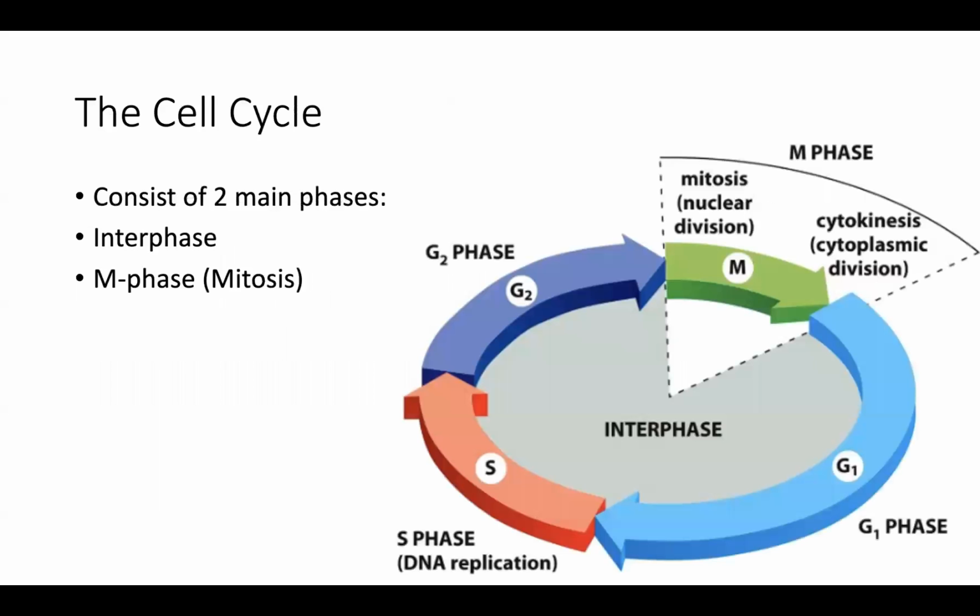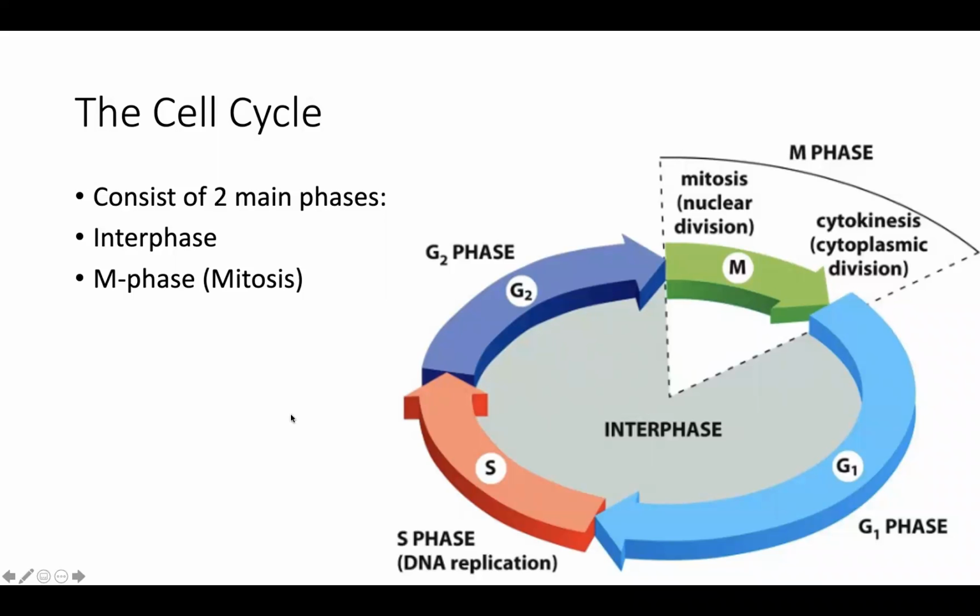All right. This is a very important process that needs to happen accurately, with fidelity. Because again, we're generating new cells. We want these daughter cells to contain the correct amount of genetic material so that they can function properly. So let's look at the eukaryotic cell cycle.